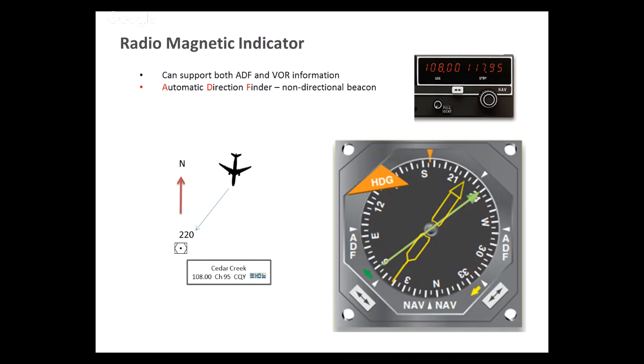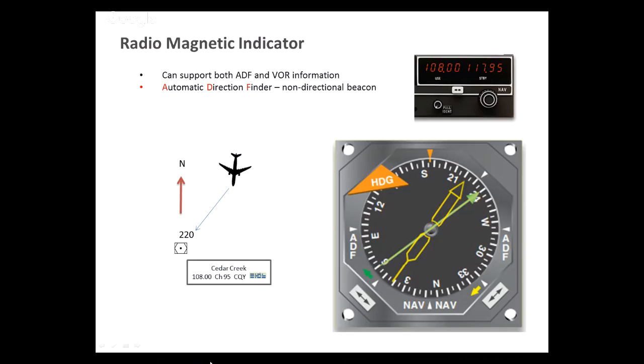It's a radio beacon that, unlike a VOR, is non-directional. It doesn't have omni-bearing or omnidirectional signals. So unlike the VOR, with your ADF, you cannot pick a course line. The instrument will not tell you where you are relative to a course line. Instead, it's just going to point in the direction of the station.